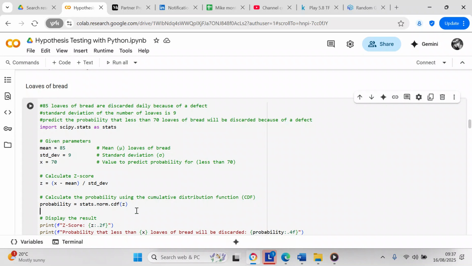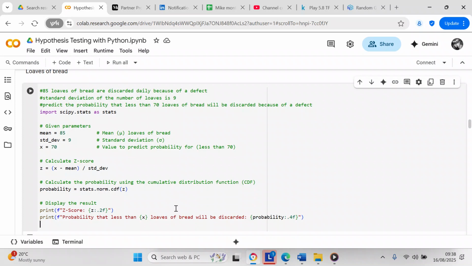And now we're going to calculate the probability using the cumulative distribution function, which is another statistical measure. So probability equals stats.norm, norm meaning normal distribution, .cdf, CDF meaning cumulative distribution function, of z. And z is your z-score. So we're going to display the result. We're going to print the z-score and the probability that less than 70 loaves of bread will be discarded.